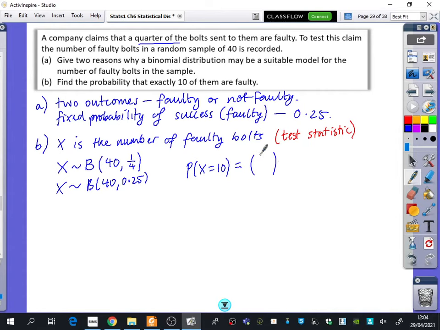What's going to go inside here? 40, 10. Then 0.25, good. Then 0.75, good. We're going really fast now. This is good. 40 choose 10, times 0.25 to the power of 10, times 0.75 to the power of 30. And we get 0.1444 to 4 decimal places. So there's a 14% chance. There's quite a good chance of that happening, right?